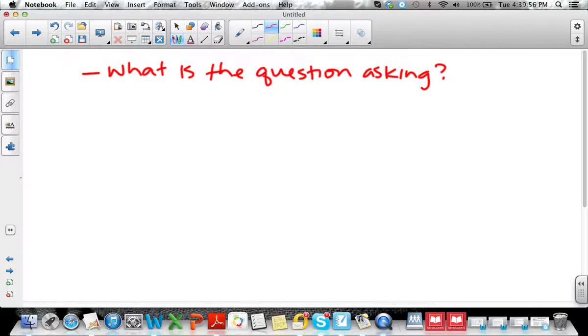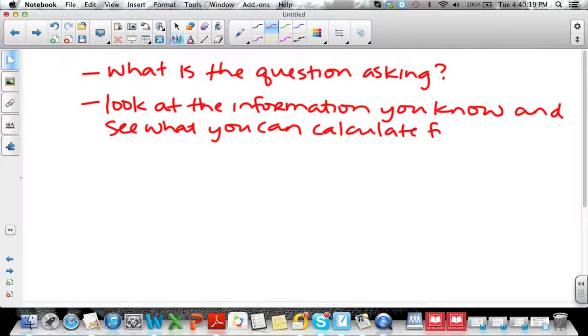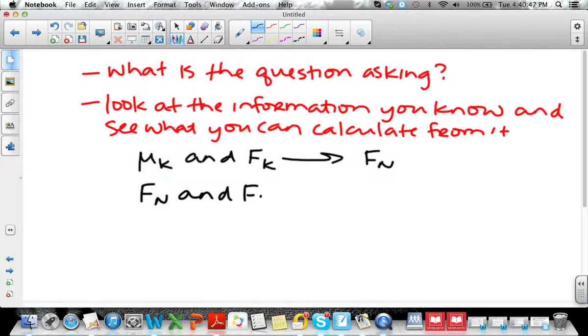So look at what you've got and see what you can get from it. So, for example, if I had mu k and Fk, I could go figure out Fn. That would never really happen because I'm giving you the normal force usually. Or let's switch it around. If I had Fn and Fk, that will happen. You can get mu k because those are all in a formula together.